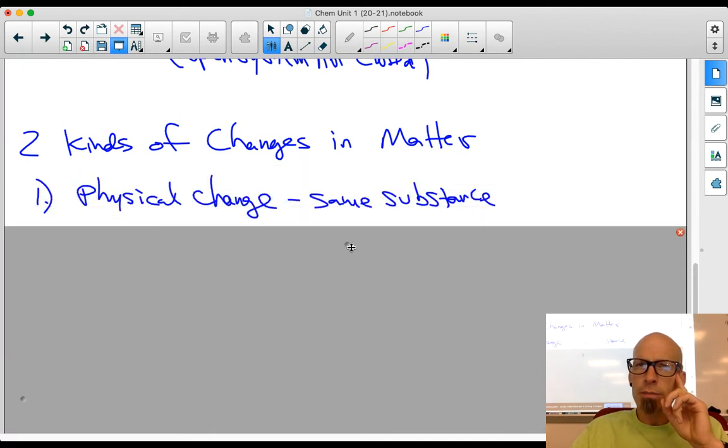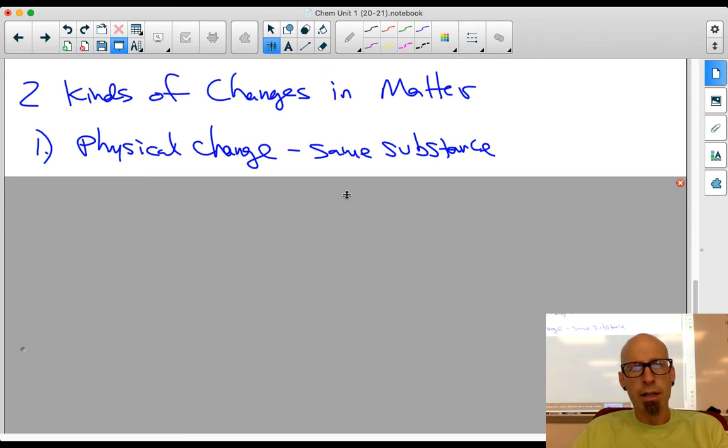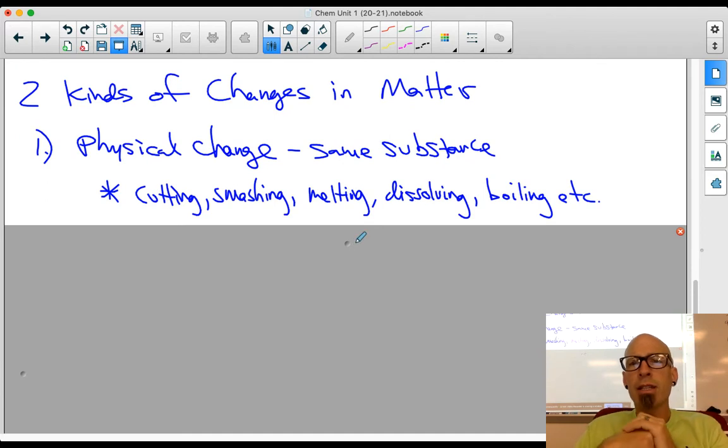One's a physical change. During a physical change, you have the same substance. You're not changing substances. It's the same stuff that's there. All right. Now, examples would be things like cutting, smashing, melting, dissolving, boiling. I should have said freezing, etc. Those are the kinds of things that are physical changes.